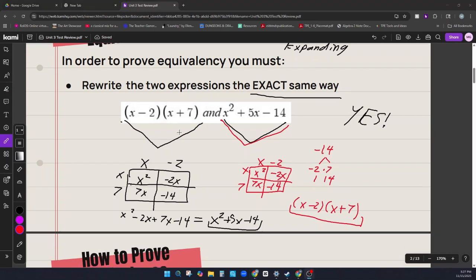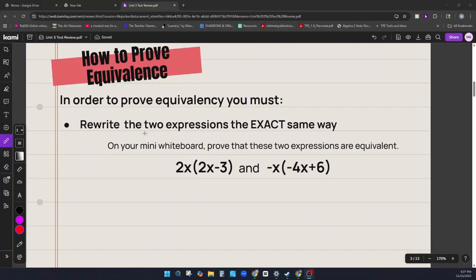Now, going on to our next example, ignore the mini whiteboard stuff. We were hopefully going to do this fast, but we did not have the time for it. So we're going to rewrite the two expressions the exact same way in order to prove equivalence. They must be written the exact same way. So here, both these sides just need simplification. I just take my outside values and distribute into my variable or inside my parentheses.